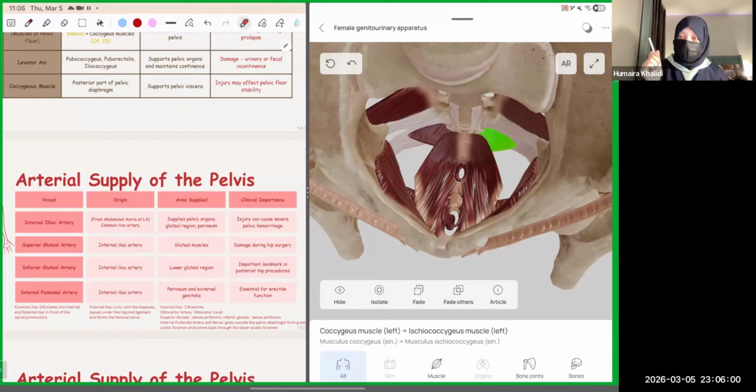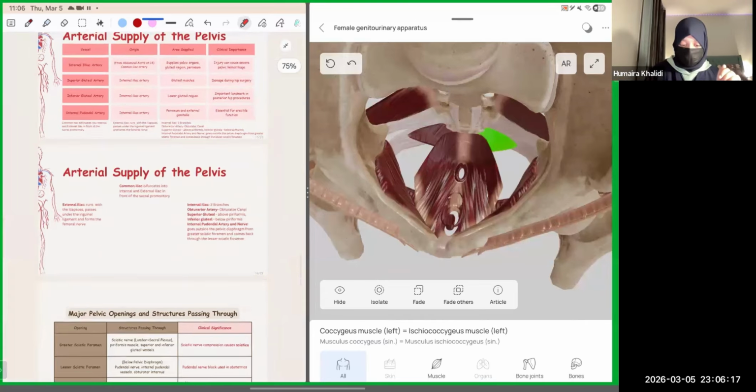Okay, so the superior gluteal is above the piriformis. The inferior gluteal is below the piriformis, and these are both derived from the internal iliac artery. And then you have the internal pudendal artery, which is also from the internal iliac. Now, this is something that I want you to understand with me.